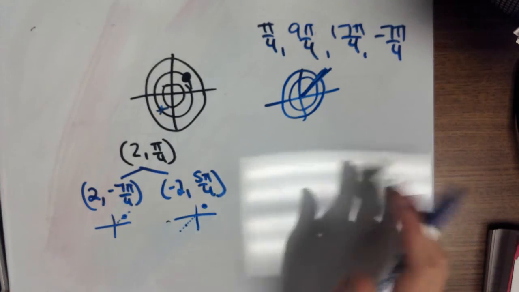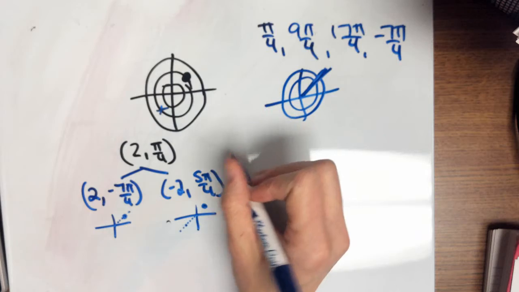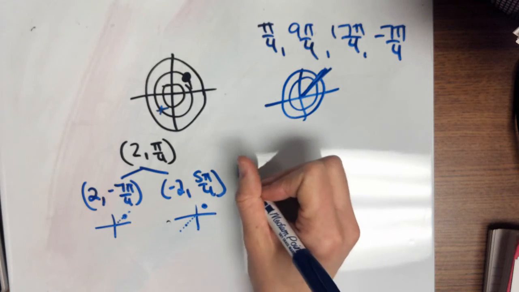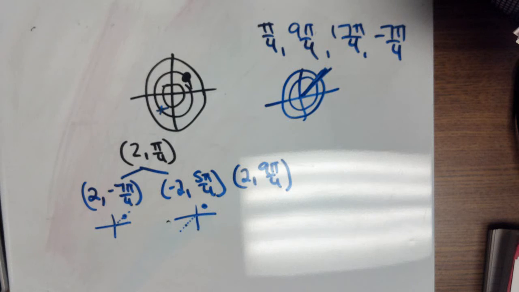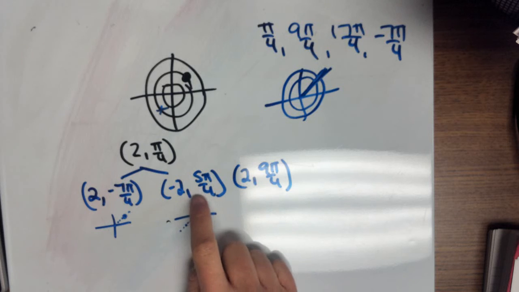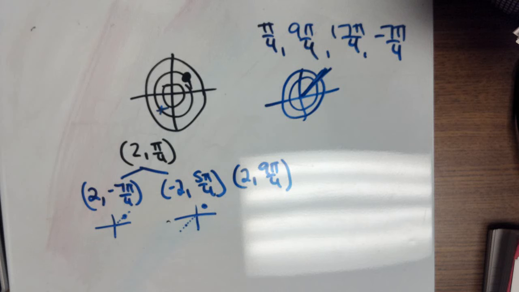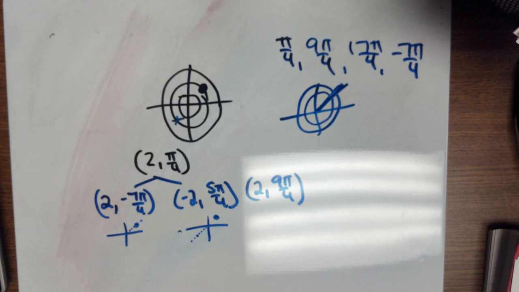You could also go around the circle again. So we could say positive 2, 9 pi over 4. Once again, you got to look at your restrictions and see what it's wanting you to say it in. If it wants your angle between 0 and 2 pi, you would have to go this route. If it wants your angle between negative 2 pi and 2 pi, you could go either of those routes. So you just have to look and see what it's asking, how it's asking, and then think about the unit circle.